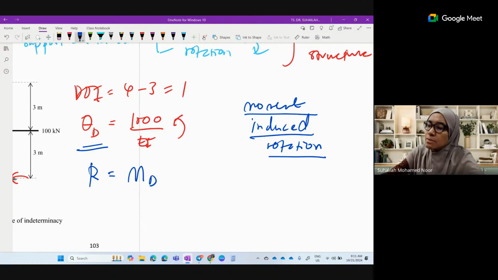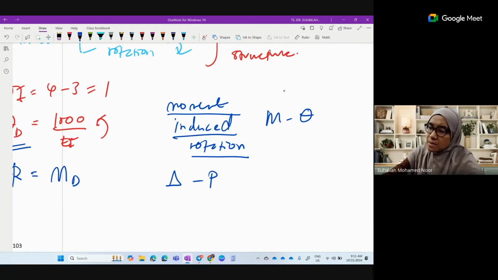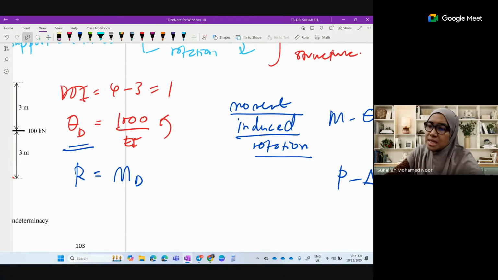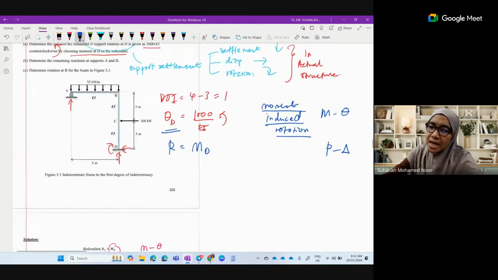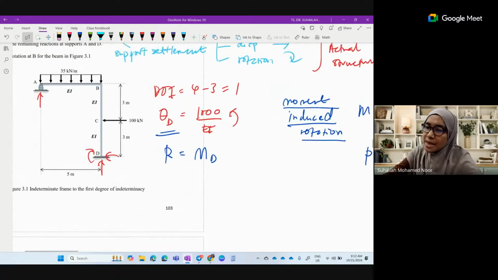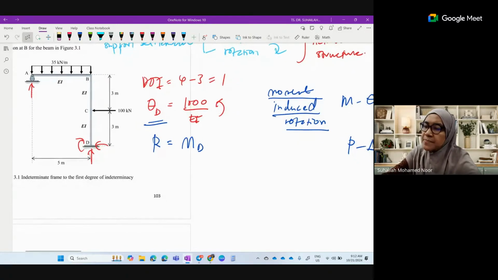Moment induced rotation is like delta with P. This one is theta with M, M theta, the reverse of P delta. In this case, because rotation at D is given, choose MD as the redundant. Do not choose AY as the redundant. It is not that you cannot, you can, but there will be additional calculation. If direct like this, there is no need for additional calculation.